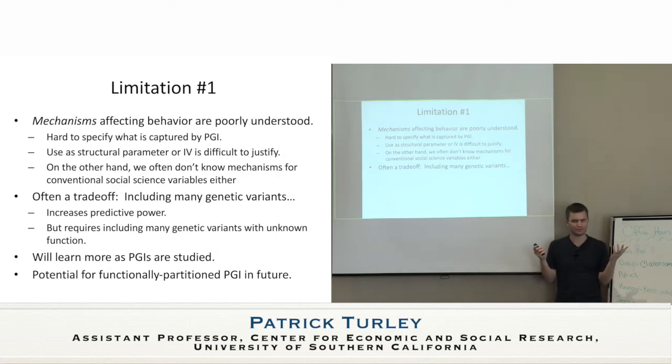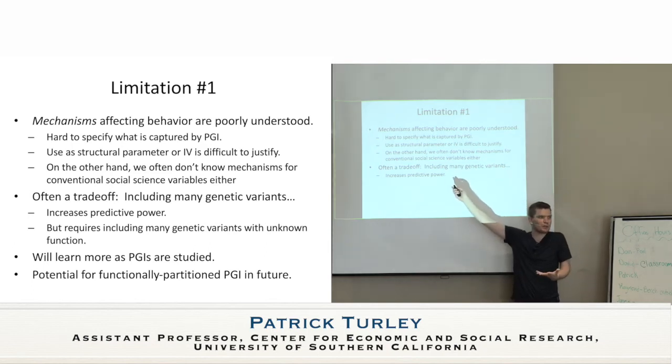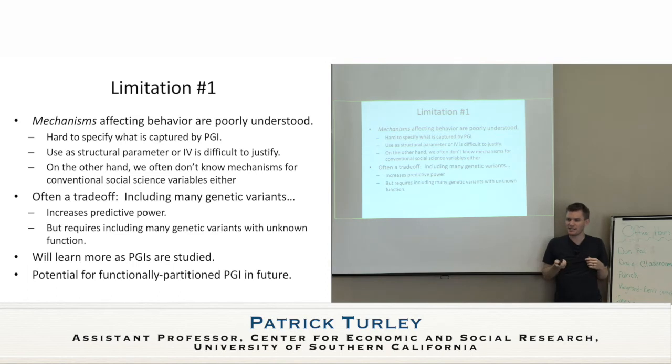We face a trade-off, right? With PGIs, it's great. We use all these variants. It increases predictive power. We have super highly predictive PGIs. Makes us very happy. However, we don't know what these variants are doing. So you're trading off power for a bit of uncertainty of mechanism.